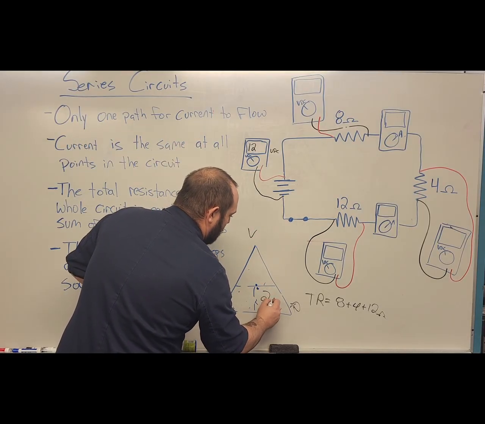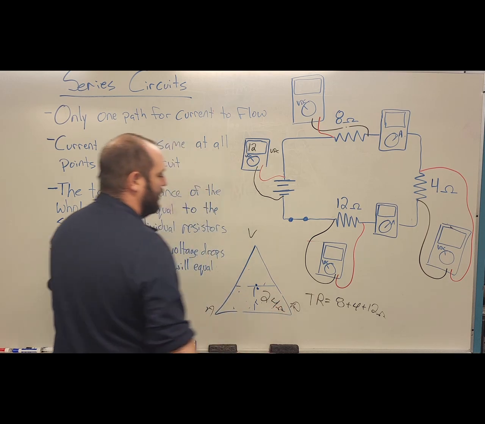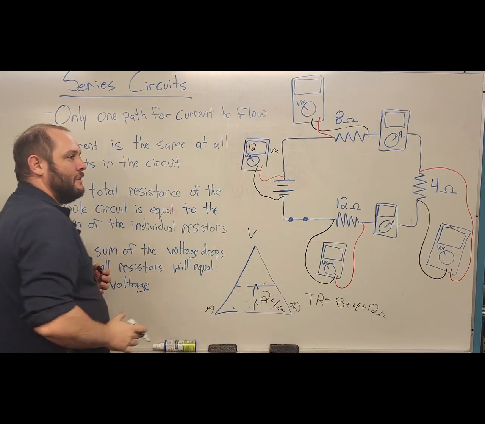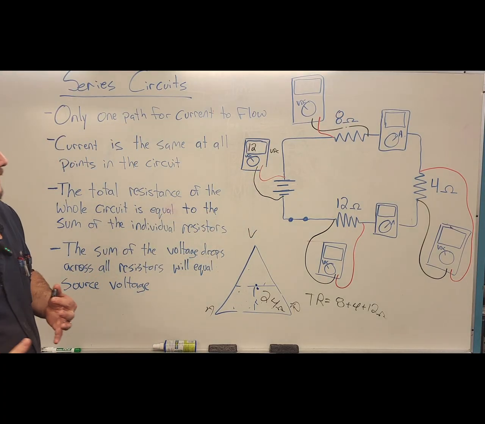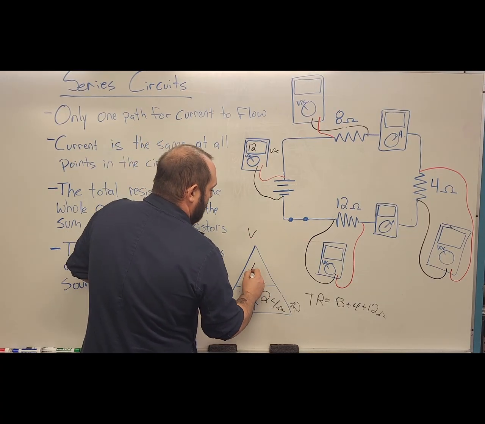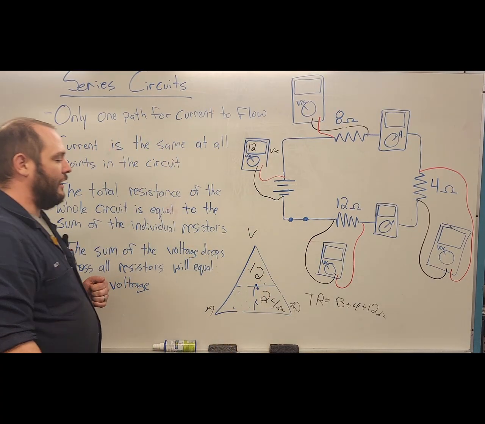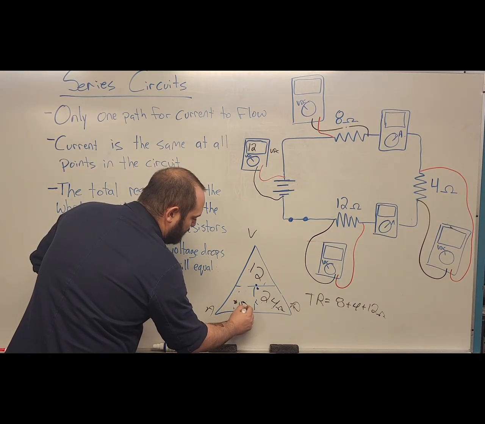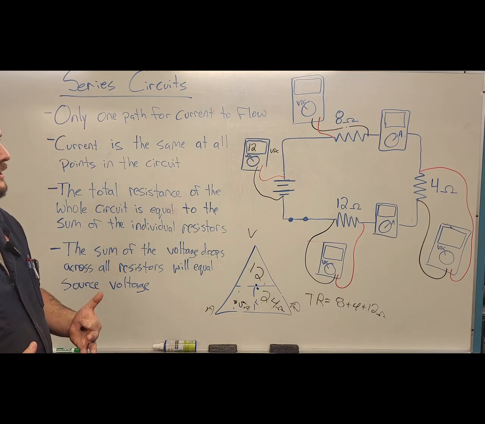So I know if I have 24 ohms total circuit resistance, I can then use this 12 volts to determine how many amps are going to flow through this circuit. I'll take that 24, I'll divide it into the 12, and that should give me 0.5 amps. Pretty low amperage draw in this circuit.